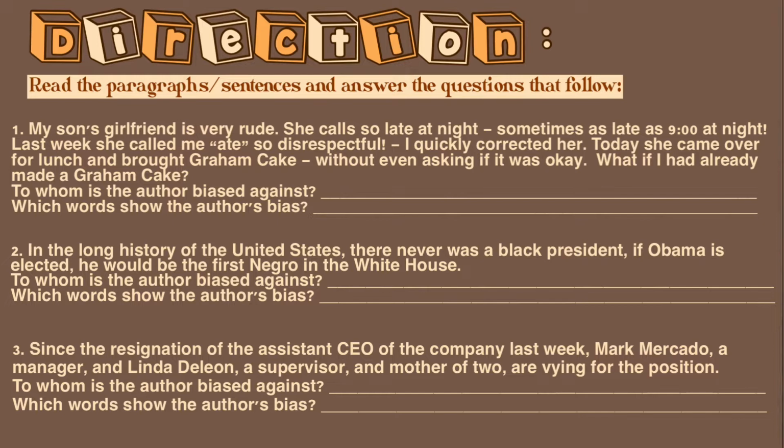Number 3. Since the resignation of the assistant CEO of the company last week, Mark Mercado, a manager, and Linda De Leon, a supervisor, and mother of 2, are vying for the position. To whom is the author biased against? Which words show the author's bias?